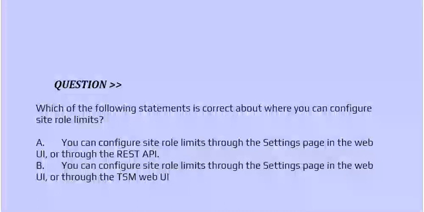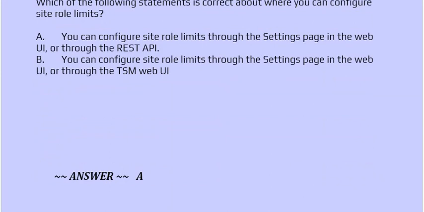Question is, which of the following statements is correct about where you can configure site role limits? Option A. You can configure site role limits through the settings page in the web UI or through the REST API. Option B. You can configure site role limits through the settings page in the web UI or through the TSM web UI. Correct answer is option A.